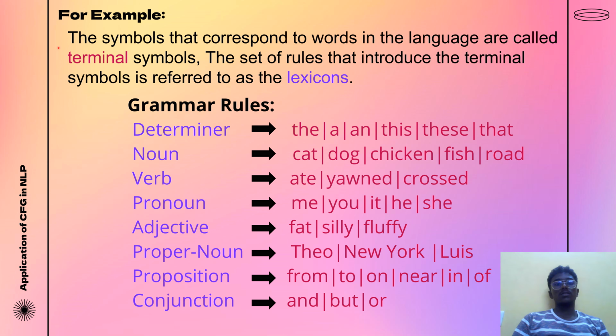Now the symbols that correspond to words in the language are called terminal symbols. This one, these are called terminal. The, and, this, these, that, cat, dog, chicken, fish, everything on the right side is known as terminal, and the set of rules that introduce the terminal symbols is referred to as lexicons. These are known as lexicons. We might have studied them as the start states or stuff, but these are known as lexicons.